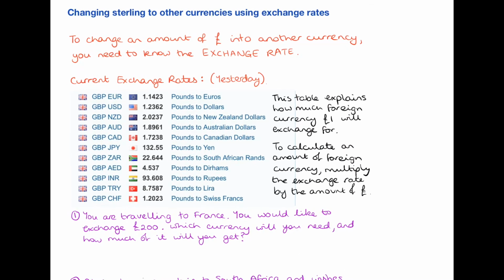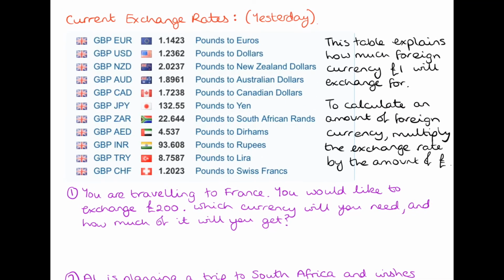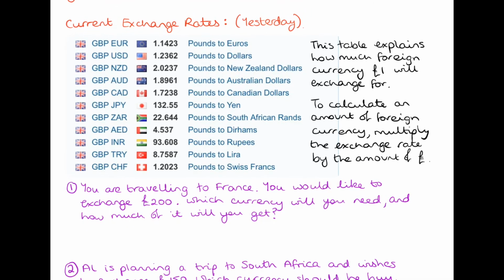So here we've got a little note that says to change an amount of pounds into another currency, you need to know the exchange rate. So the exchange rate tells you how much foreign currency you get for £1. Okay, now I looked these up yesterday. Currency exchange rates change a little bit from day to day. So that's why I've pointed out that this is yesterday's rates. So they might be slightly different today.